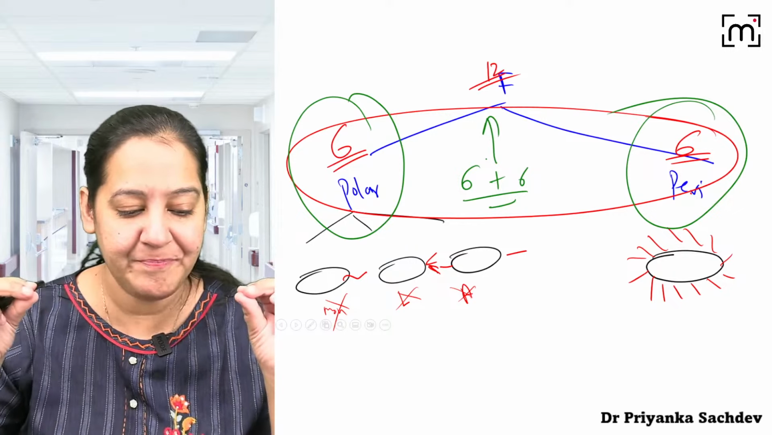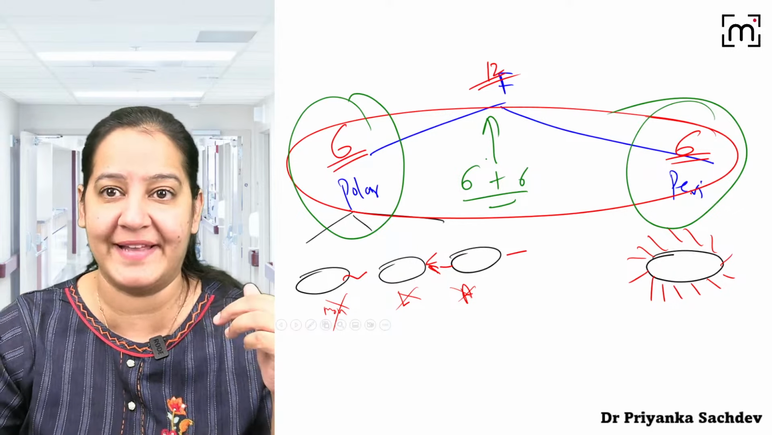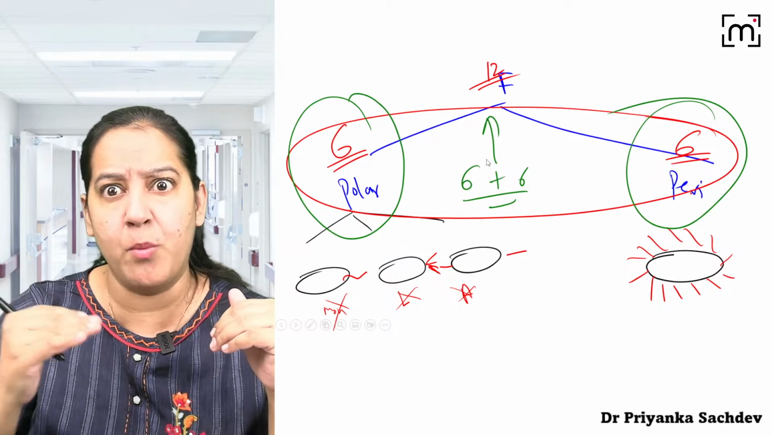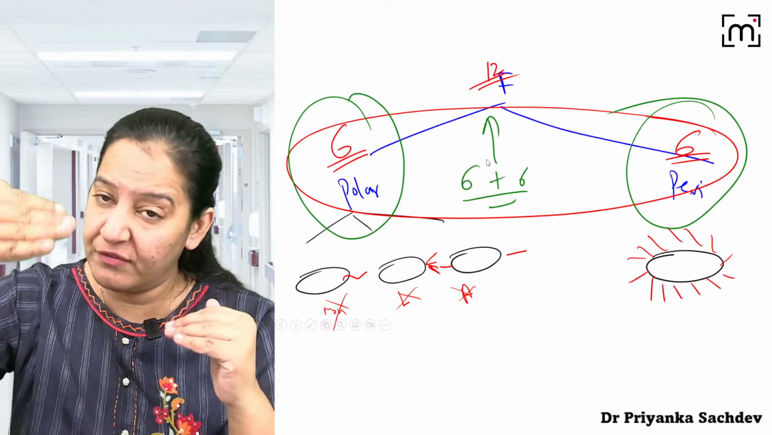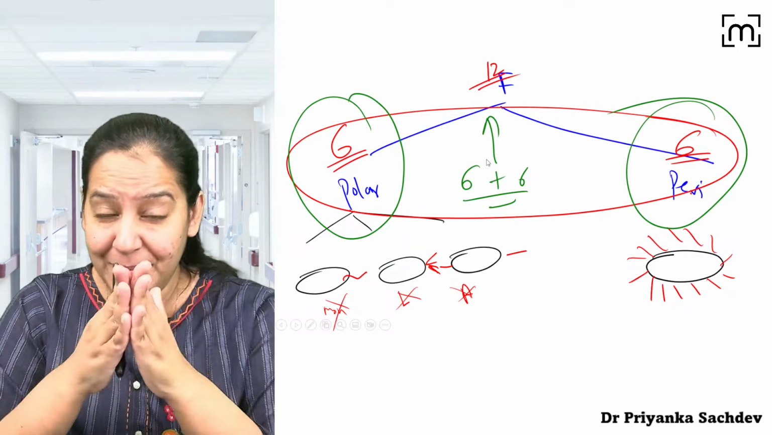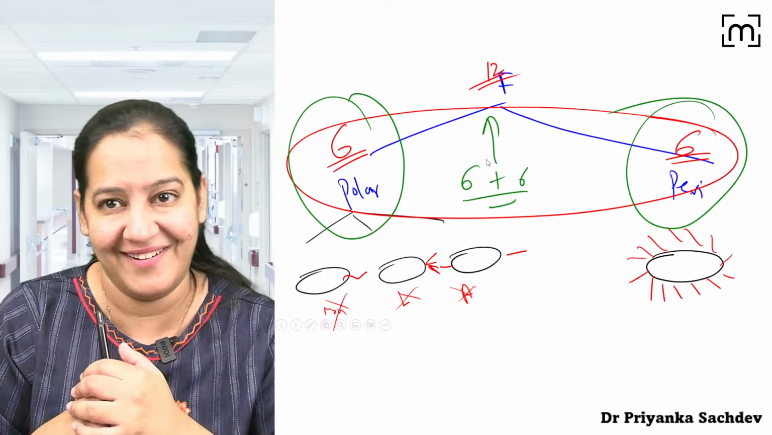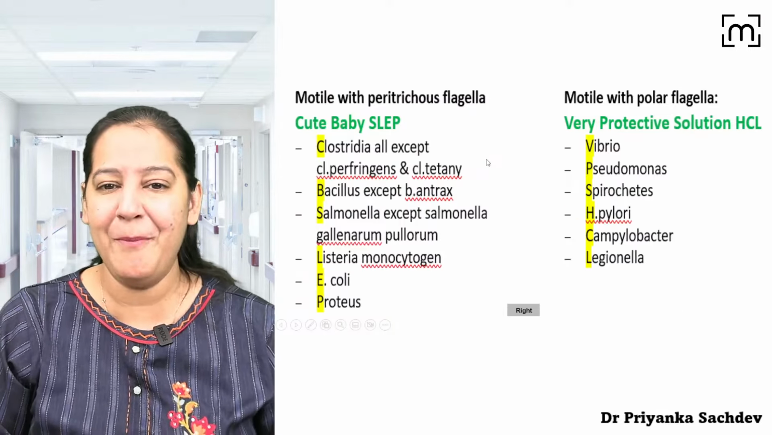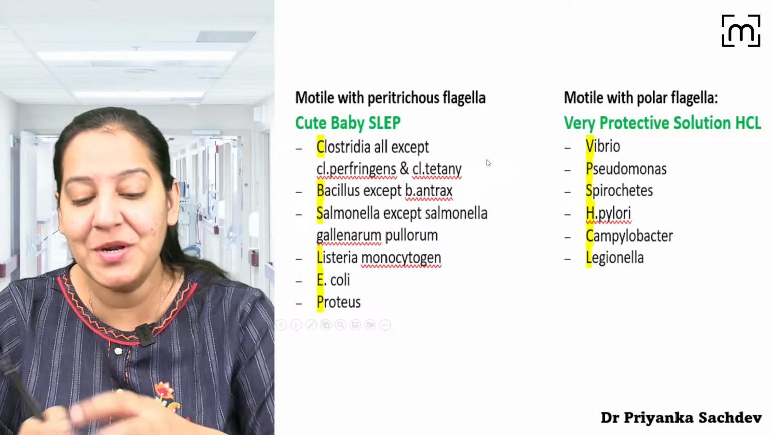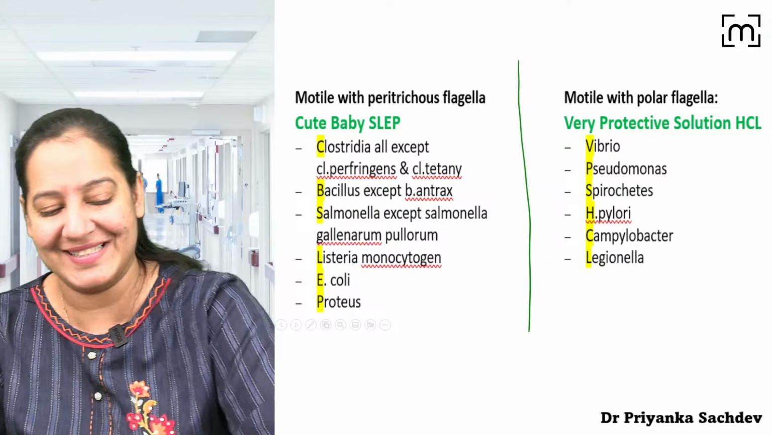So in your exam, your concept should be crystal clear. Your question will be like that. Which of the following bacteria is motile by polar flagella? Which of the following bacteria is motile by peritrichous flagella? You should be specific about how many move by polar and how many move by peritrichous, right? So 2 mnemonics. You got my point? Okay. The 2 mnemonics are in front of you. Let me tell you.